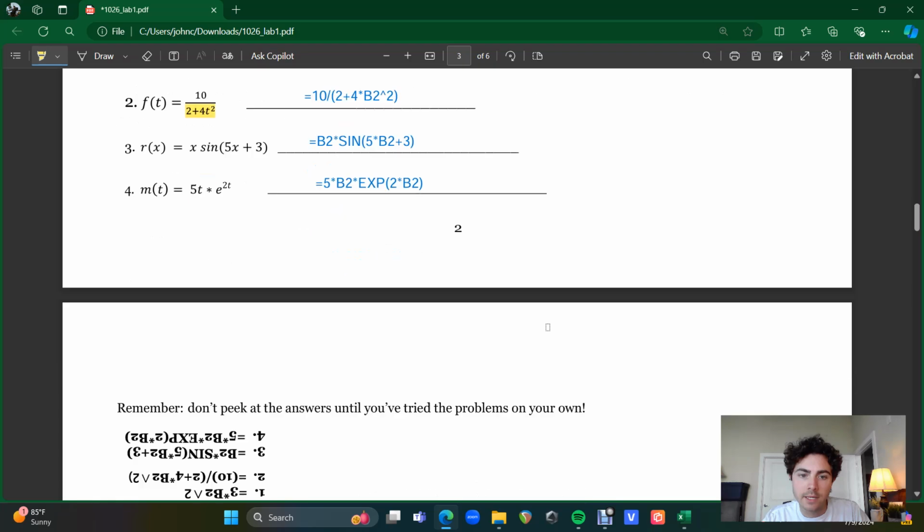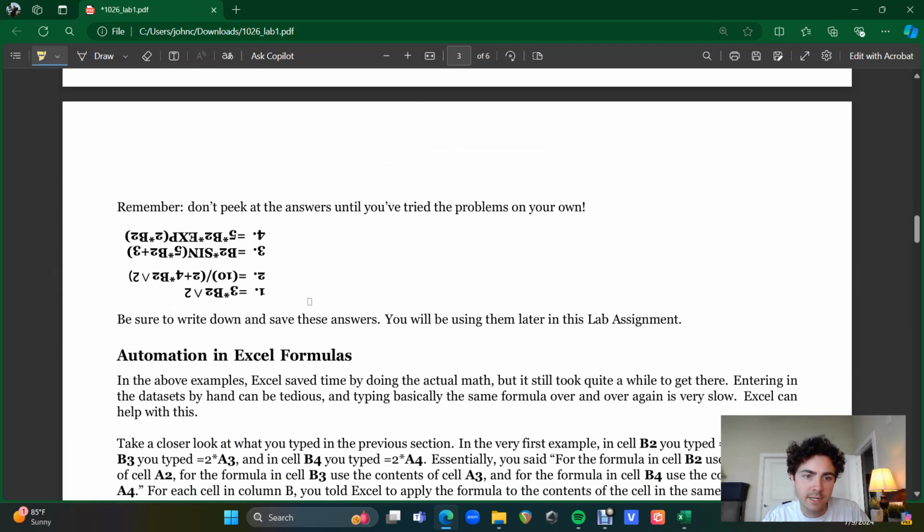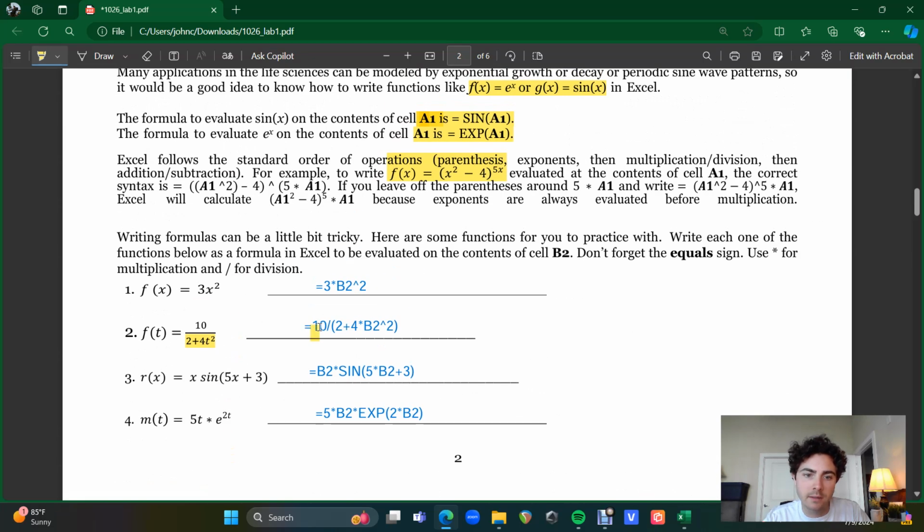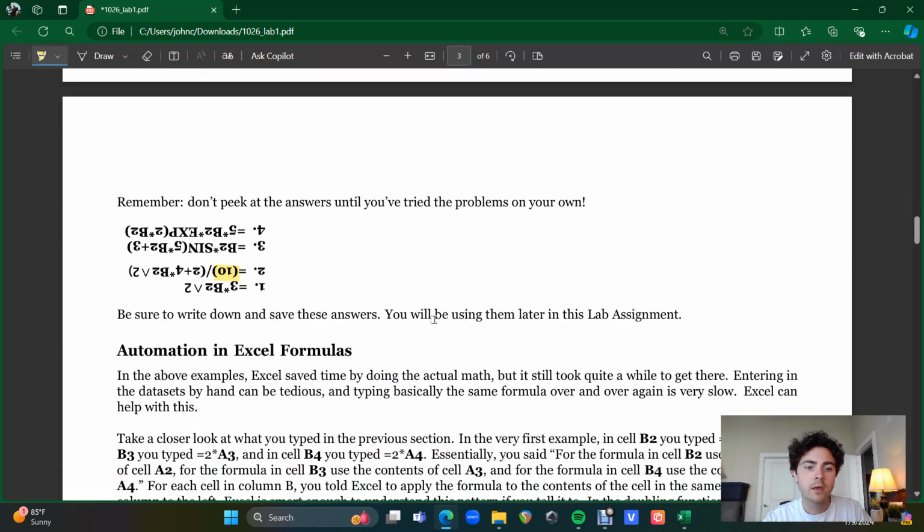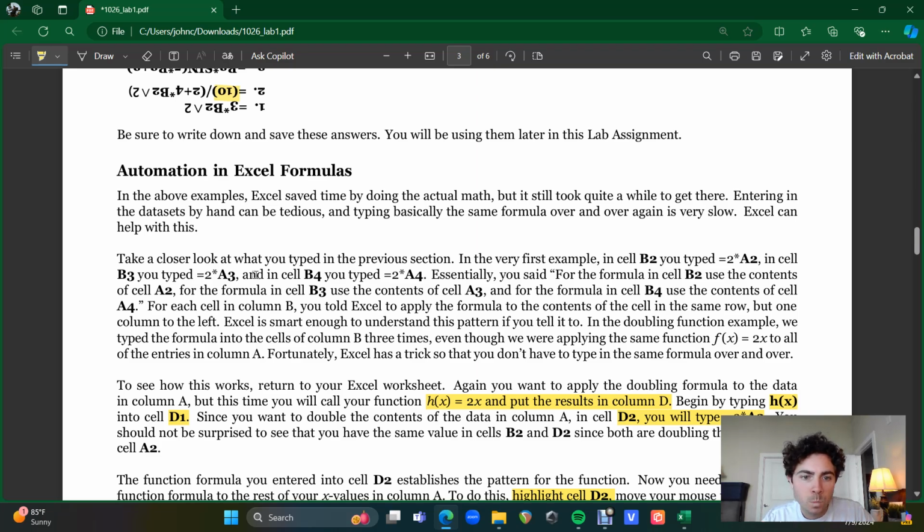Anyway, here's the answers there. They have the answers here. I think the only difference is they did put the 10 in parentheses up top here, but again, unnecessary. You don't need to do that. Let's keep it going.